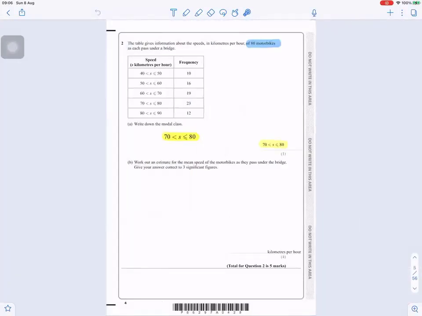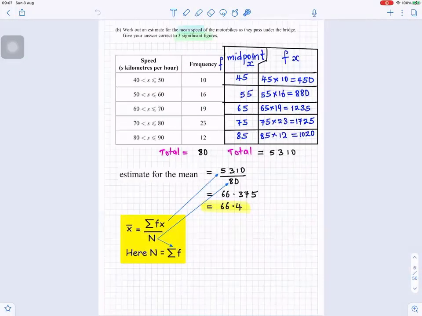Question number 2. The table gives information about the speeds in kilometers per hour of 80 motorbikes as each passes under a bridge. Write down the modal class. The modal class is 70 less than S less than or equal to 80. Work out an estimate for the mean speed of the motorbikes as they pass under the bridge. Give your answer correct to 3 significant figures.